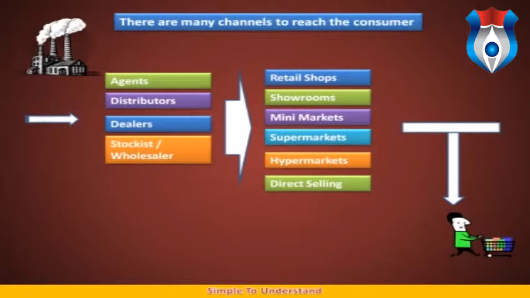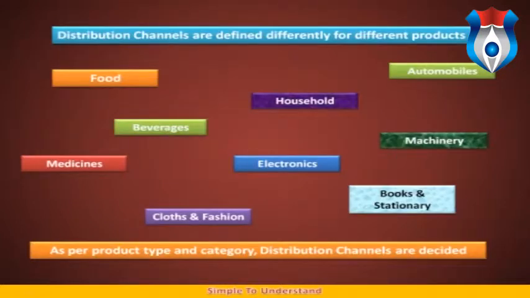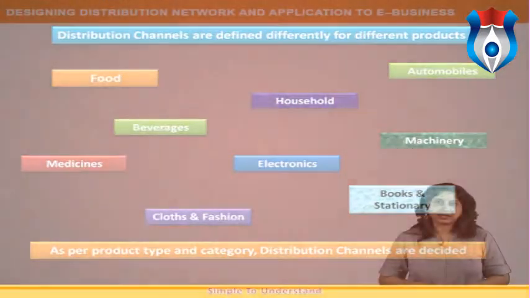So to make the product available, a distribution system is formed, and the distribution system carries the product and makes it available for a consumer. Distribution channels are defined differently for different products. Now you know, in our daily life we use so many products, so many brands. We buy food products, beverages, household products, books and stationery, medicines, automobiles. So these are the different types of products. As per the product type and category, distribution channels are decided.